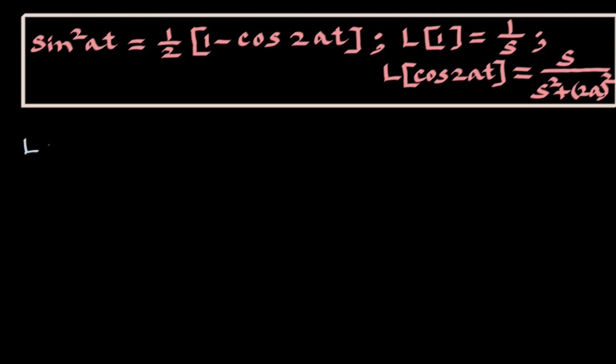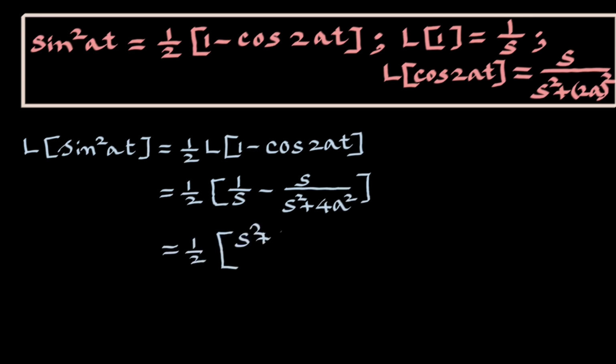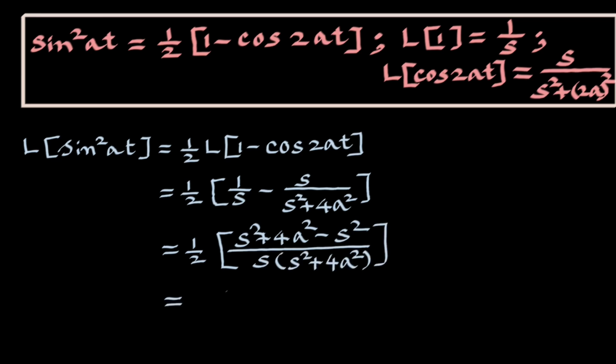Laplace transform of sin square at is half Laplace transform of 1 minus cos 2at, which is half into Laplace transform of 1 as given above is 1 upon s minus Laplace transform of cos 2at as given above is s upon s square plus 4a square, which is half into s square plus 4a square minus s square upon s into s square plus 4a square equals s square minus s square 0, 2 ones are 2 twos are 2a square upon s into s square plus 4a square.